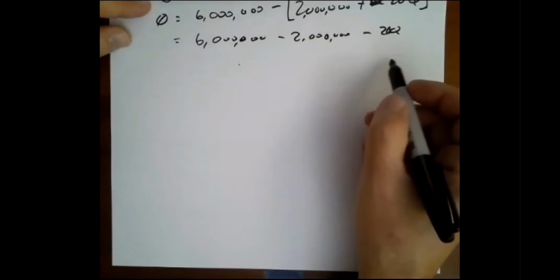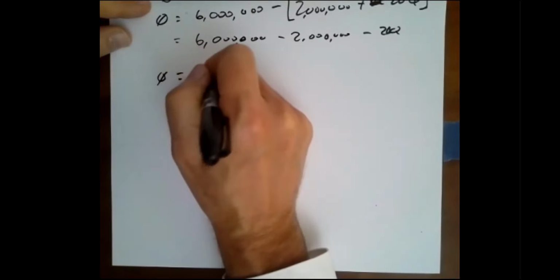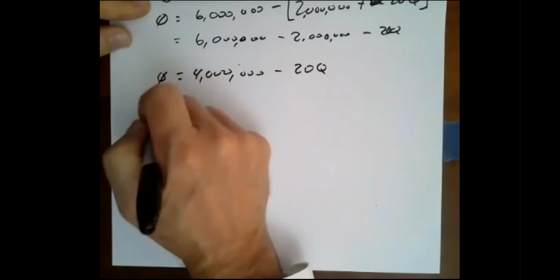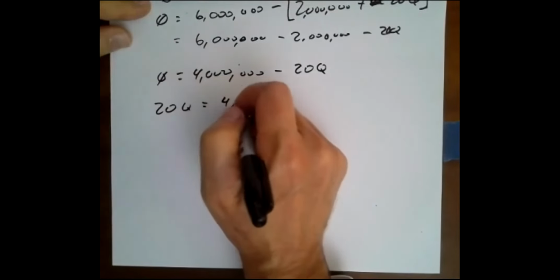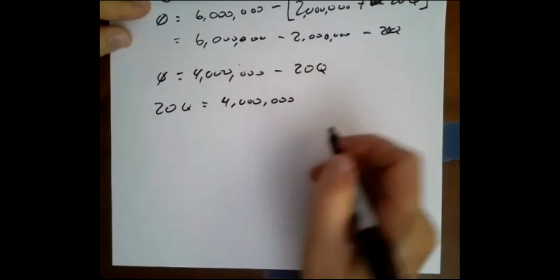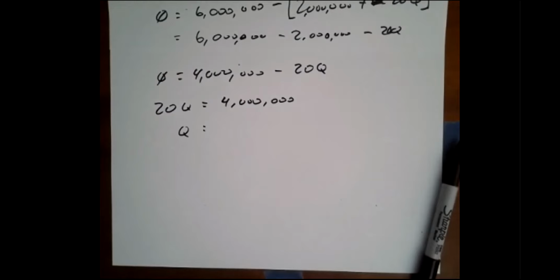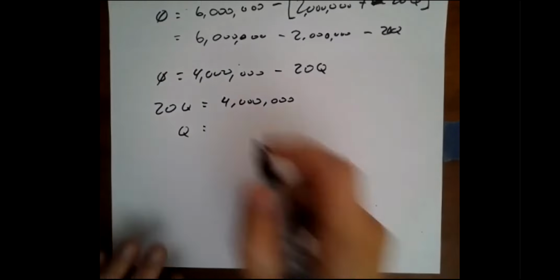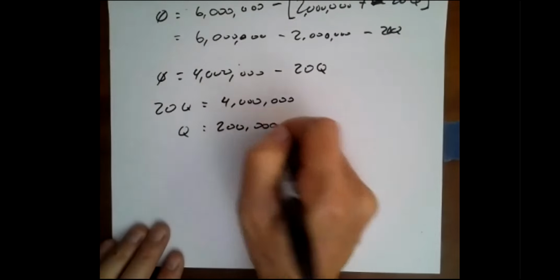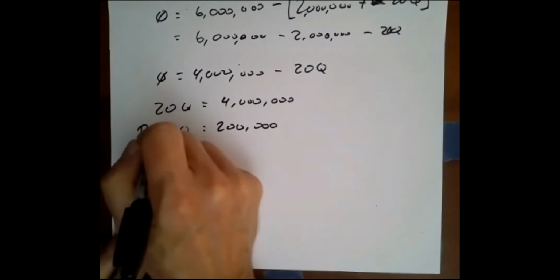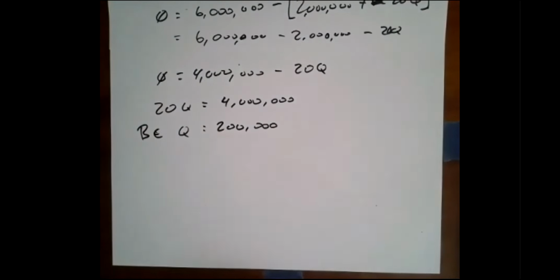So we know 6 million minus 2 million is 4 million, so 0 equals 4 million minus 20Q. And we could say 20Q equals 4 million. And then we could divide through by 20. What is that, 200,000? Yeah, 200,000. So we know our break-even quantity or break-even volume in this case would be 200,000.